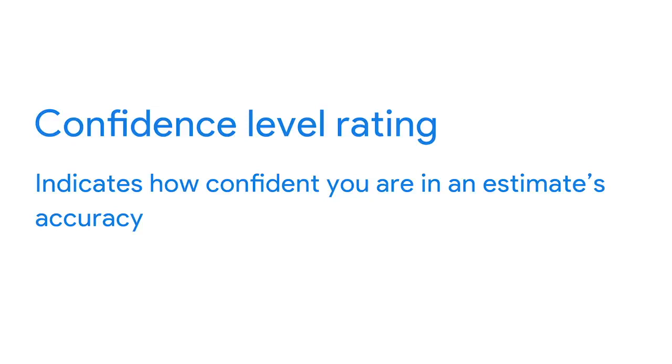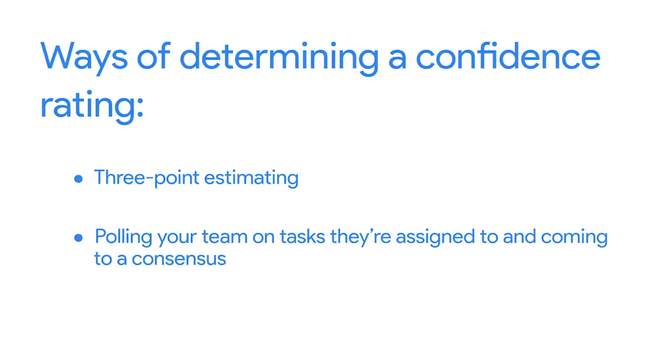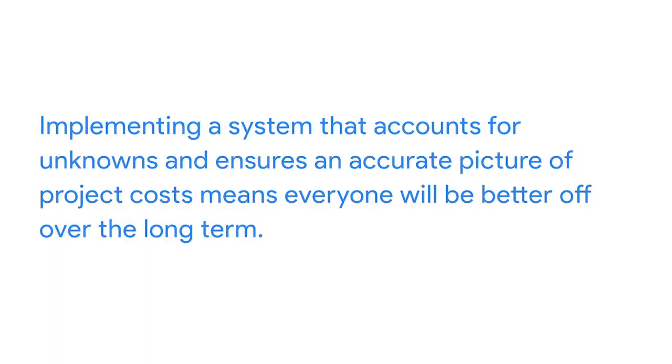Okay, let's review what we've covered. A confidence level rating indicates how confident you are in an estimate's accuracy. You can determine confidence ratings in a few ways, including polling your team on the tasks they're assigned to, or by defining categories. And remember, estimating is far from an exact science, particularly in project management when there are so many unknowns. Implementing a system that accounts for those unknowns and ensures an accurate picture of project costs means everyone will be better off over the long term.